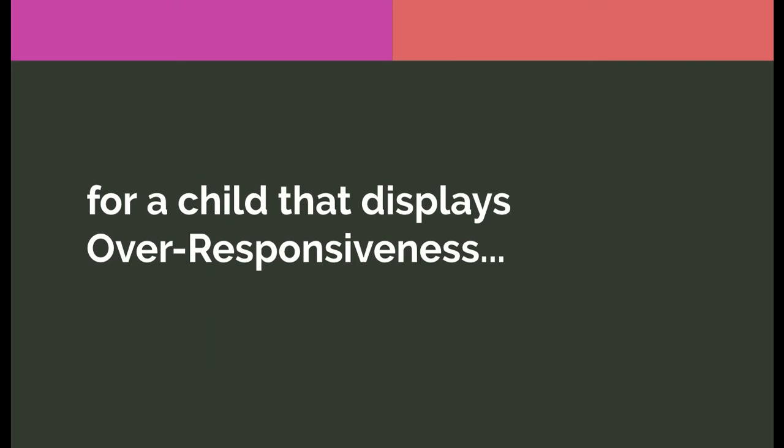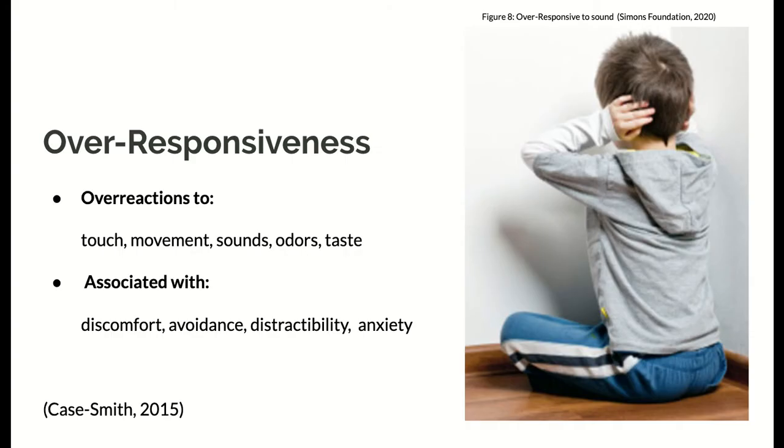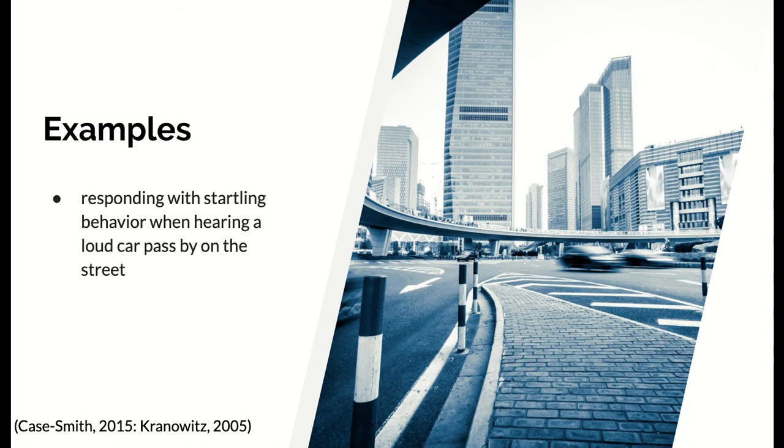For a child that displays over responsiveness, you might see an overreaction to touch, movement, sounds, odors, and taste, with associations of discomfort, avoidance, high distractibility in their environment, and possibly signs of anxiety. Examples might include overreacting with a startling response when hearing a loud car pass by on the street.